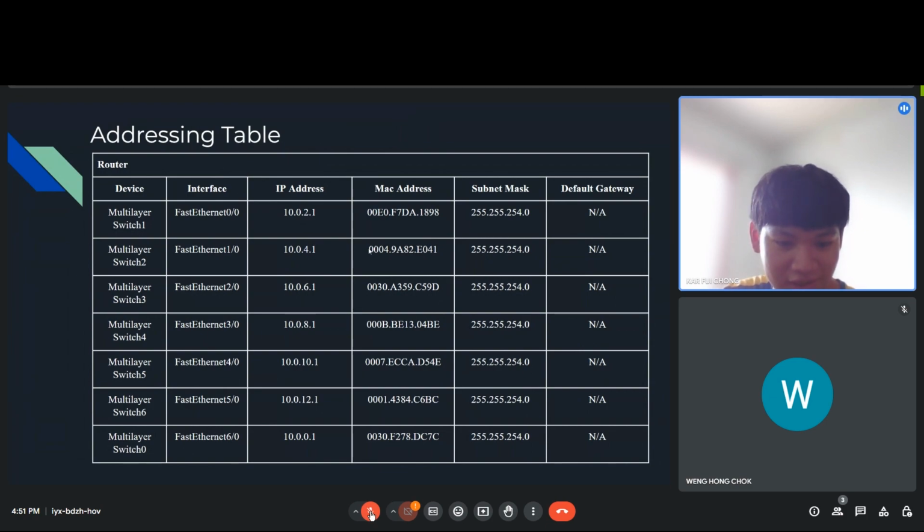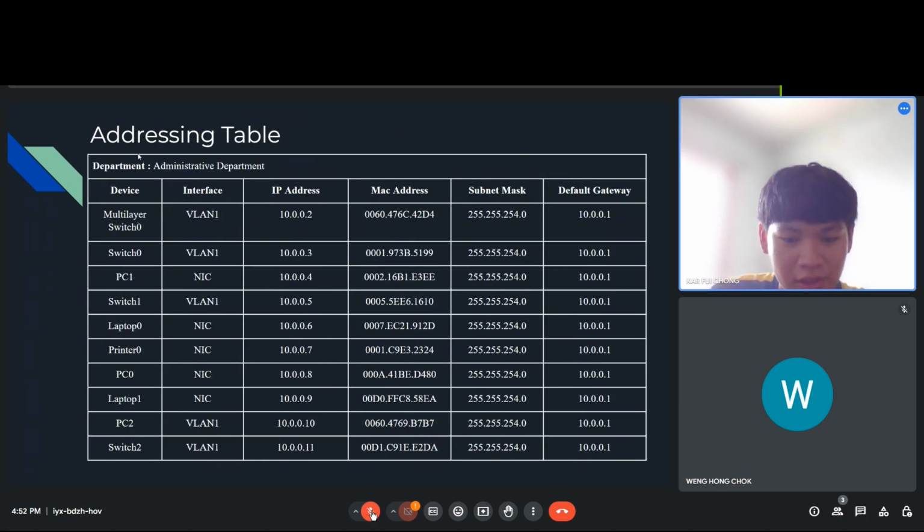Hello, my name is Chong Weng, and now I'm going to present part 2 of our assignment, which is the addressing table. This table shows the IP addresses we can assign to each intermediary device. For example, we use 10.0.2.1 for multi-layer switch 1. The next table shows the administrative department's IP addresses that we can assign to each end device. For example, we assign 10.0.0.4 to PC1's IP address.